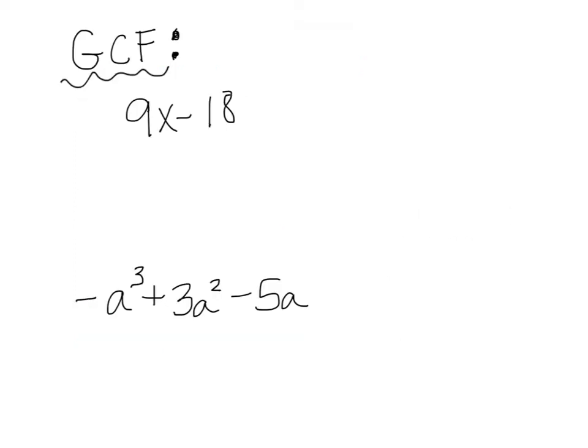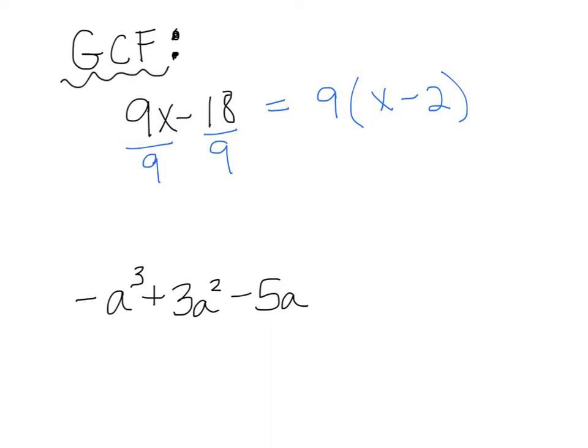Okay, let's look at GCF first. If you'll remember when we worked with GCF, what you're looking for is the largest number that you can divide both of the terms by. In this case, it's a 9. So you write the 9 out to the left and open those parentheses, and then you just divide by a 9, giving you 9 times x minus 2.